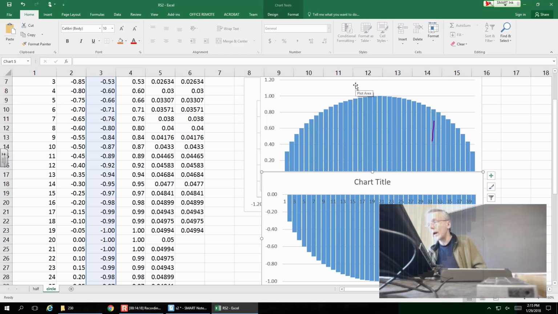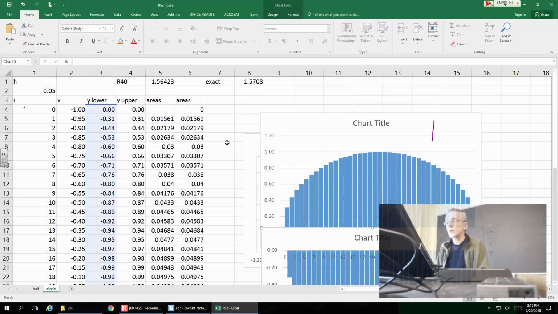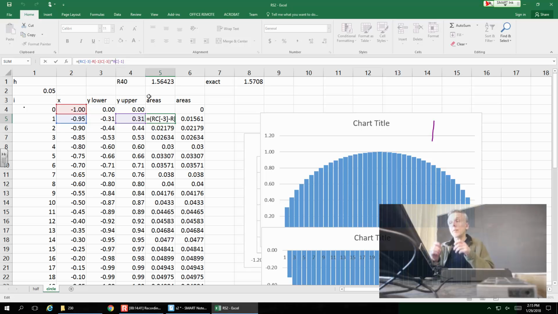Once again, I don't want to add two together, but rather I want to look at one bar at a time rather than two bars like this. I'll have one bar all the way through. So then what is the area of the bar? The width is the same. What's the height?